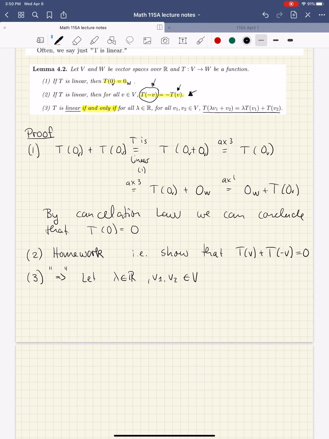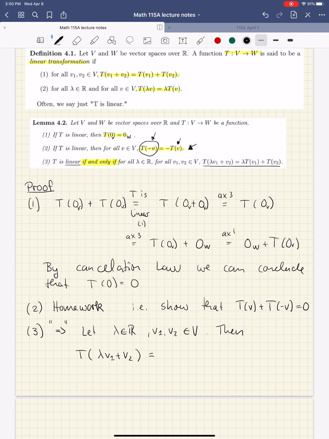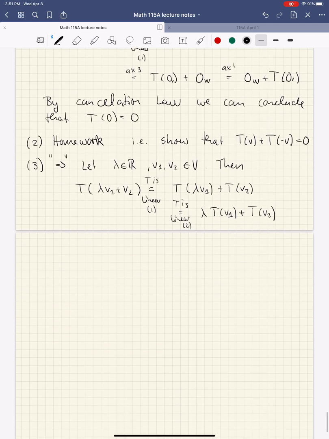What can we do now? Well, let's compute this: t of lambda v1 plus v2. Basically we're going to go back to the definition of being linear up here, and we're first going to use part 1. So we can pull it apart at the plus sign. And then we're going to use that t is linear, part 2. Well, we can then pull this apart, meaning we can pull the lambda out. And this is precisely what we wanted. Okay, this was the easy direction.